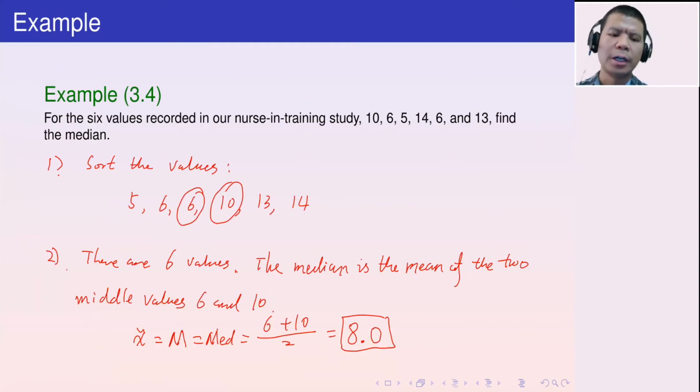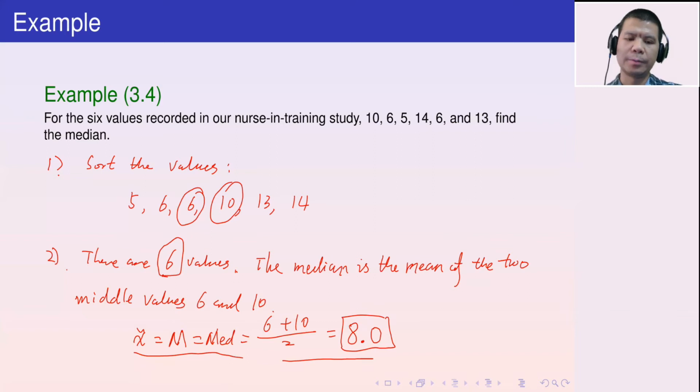So this is how we can find the median from a data set. You sort the data, and then depending on the number of values, if it is odd, it is the one exactly in the middle. If it is even, then it is the average of the middle 2 values. For this example, since we have 6 values, an even number, we have the average here. That's our first example on the median.